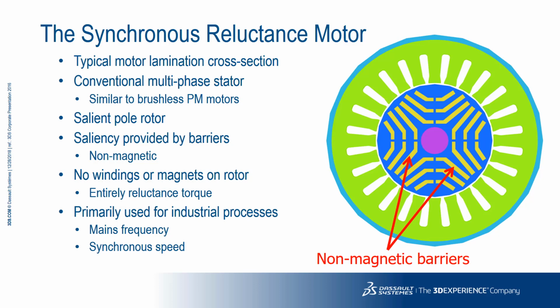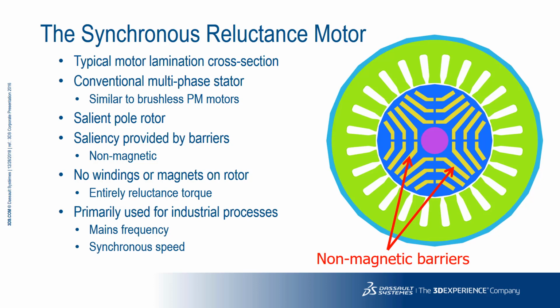These barriers make it easy for the flux to flow parallel to the barrier through the steel, but it's difficult for the flux to cross the barrier. You can see there are no windings on the rotor, and there are no permanent magnets used at all in its construction. In this case, it isn't a permanent magnet assisted SynchRel. So it's purely due to the reluctance torque that the machine turns, and as the name implies, the rotor is synchronized with the traveling field provided by the stator windings. This type of machine is not new, thus far having been used primarily for industrial processes running at mains frequency and synchronous speed.